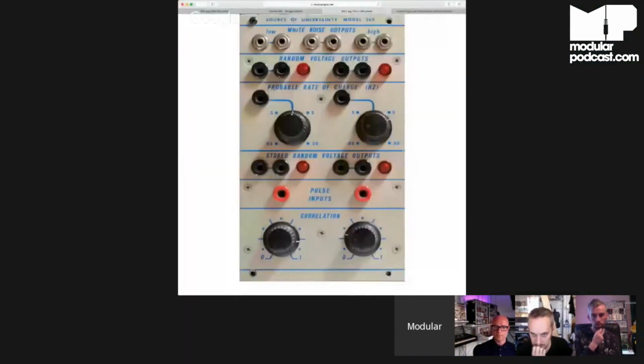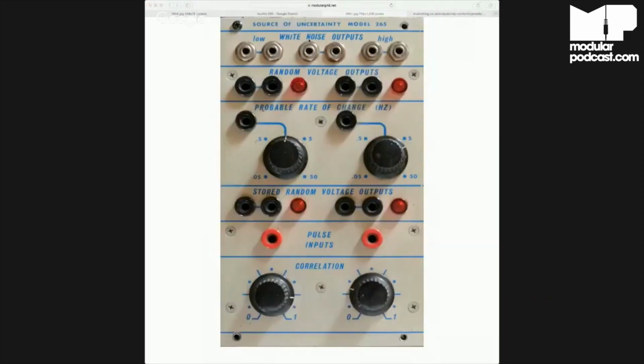Yeah, I'll pull up an image of the Buchla 265 so people can check this out on screen. There's white noise, low and high at the top of the module. That's just Don Buchla's kooky way of saying white noise, pink noise, and I guess red, which I see.